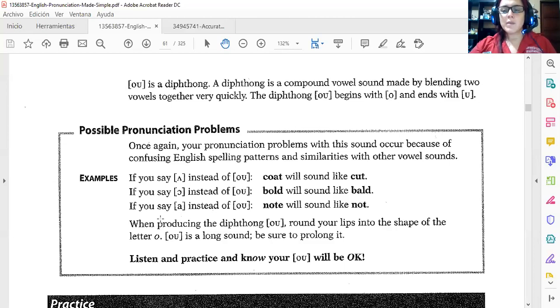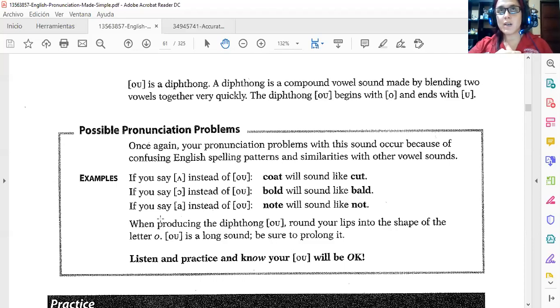Remember, this is something that you must pay attention to, because even in some words ending in the letter O that are similar to Spanish words, we tend to produce the Spanish O instead of saying the diphthong O at the end. So a simple word like no, you cannot say the Spanish no. You have to say no.